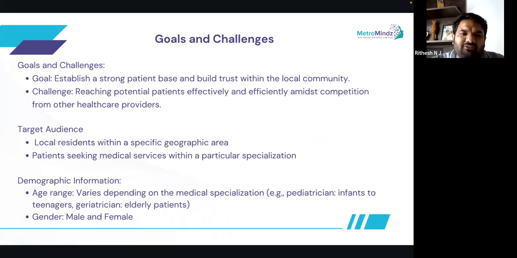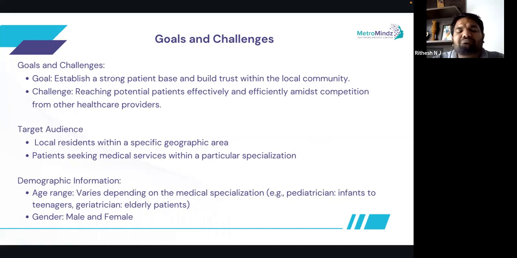So definitely a primary goal should be to build a strong patient base. That means in the surrounding, we have a lot of family doctors, and doctors in different specialties. But we have to build a strong patient base wherein, if they have any issues, they would call us or come to our clinic. That means they are keeping trust in us. So it is very important for us to build that trust with the local community, that means within our surroundings.